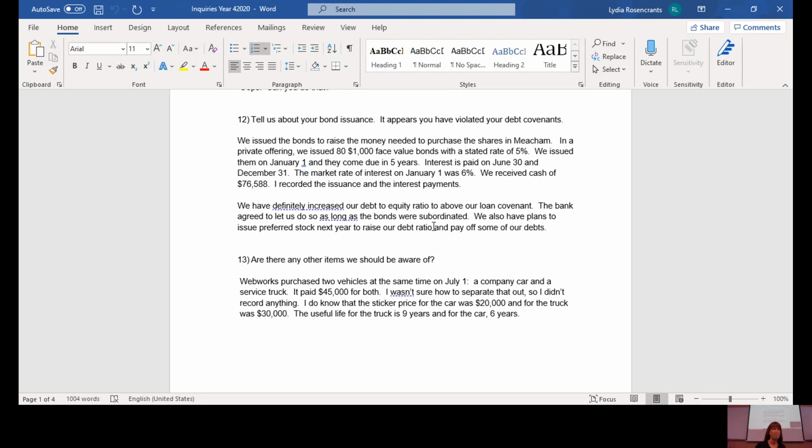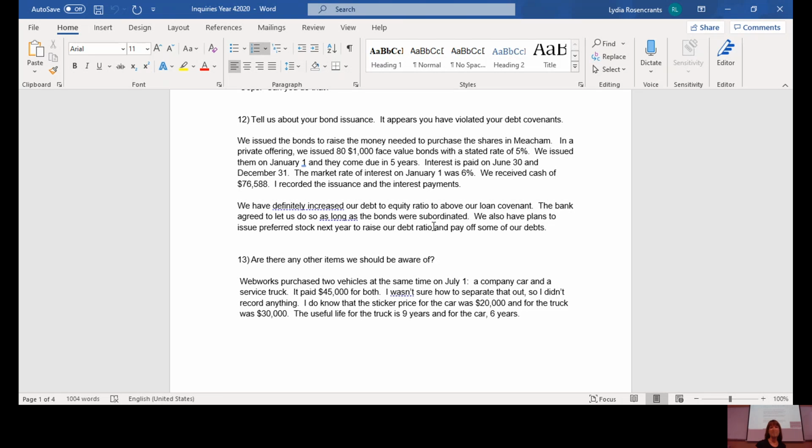So just keep that in mind. They did violate their debt covenants, but you can see what Mike has to say: they did increase their debt to equity ratio above what the loan covenants allowed, but the bank agreed to let us do so as long as the bonds were subordinated. And what that means is, subordinated debt means that if WebWorks were to go bankrupt, the bank would get their money first, and the bondholders would be beneath them in priority.